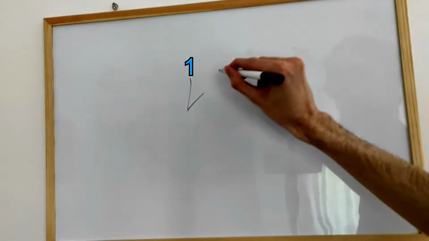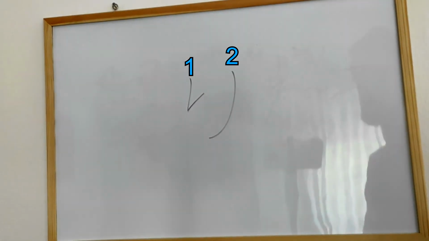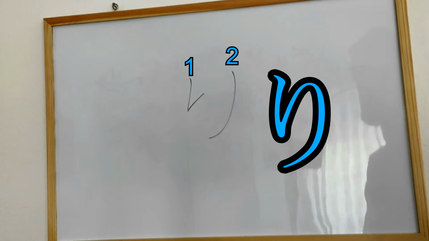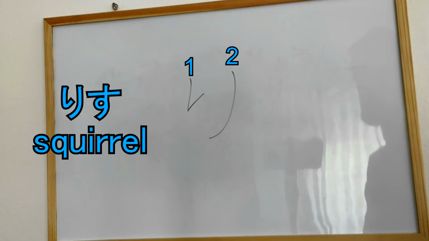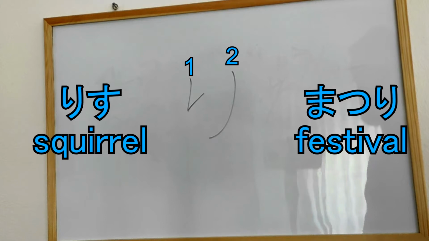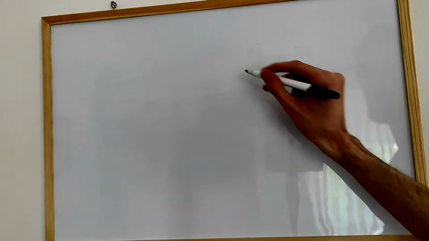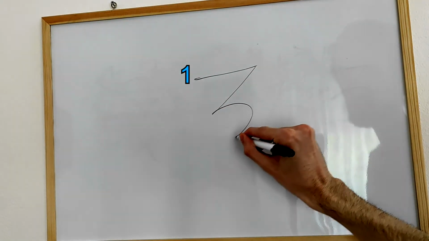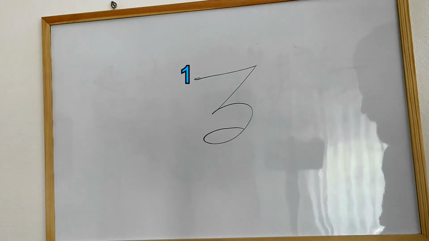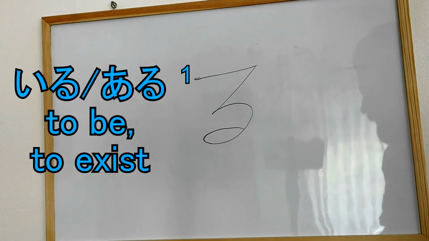Next one is ri. In typed Japanese, we can see it as one whole stroke. Examples are risu, which means squirrel, and matsuri, which means festival. Here is the third one, ru. These characters are pronounced softer than in English. Here are iru and aru.